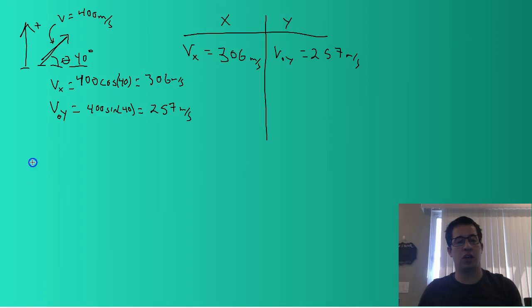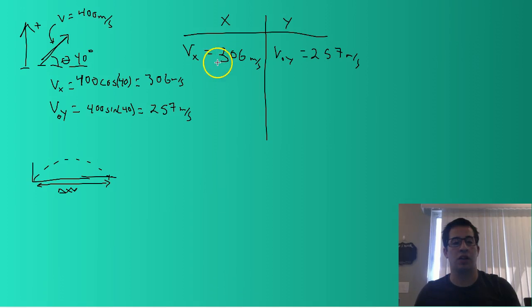And so the first thing I want to find, if this is the path of the projectile, I want to find how far away it's going to land. Okay, and that's the value of delta x, a horizontal displacement. Okay? Now, the problem is, in order to find our delta x, we need to know how long it's going to be in the air for.